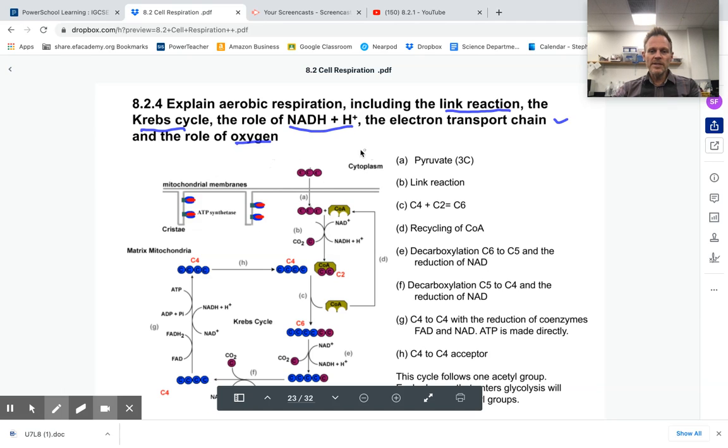So here is the cytoplasm. Okay, so this might be confusing. Remember we talked about glycolysis and we finally created our pyruvate? So here's one of our pyruvates right here, and it's just waiting outside the mitochondria.